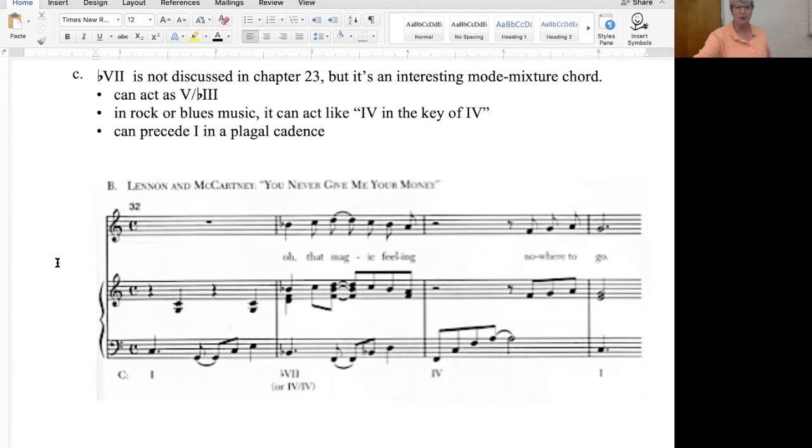Take a look at the example, the Lennon and McCartney, You Never Give Me Your Money. This is in the key of C, and it has a plagal cadence, a 1, 4, 1. But preceding the 4 is this flat 7 chord, which the authors of this textbook have helpfully labeled as 4 in the key of 4. Let me play this for you.